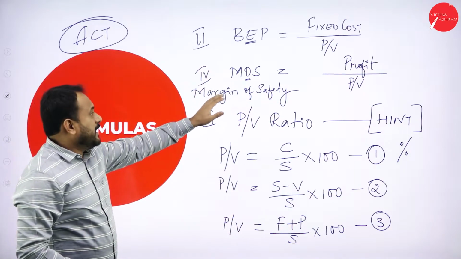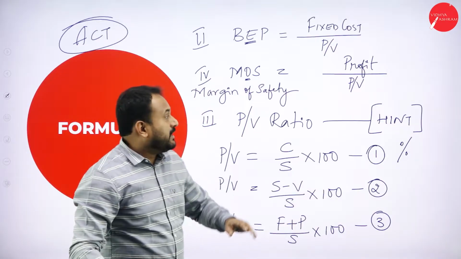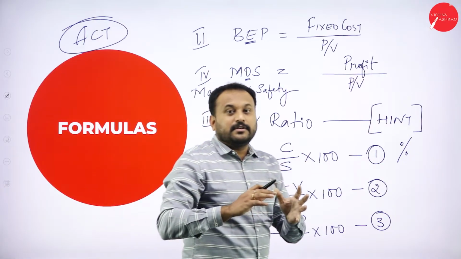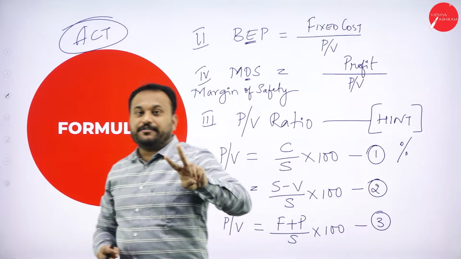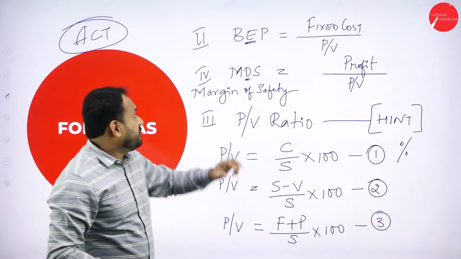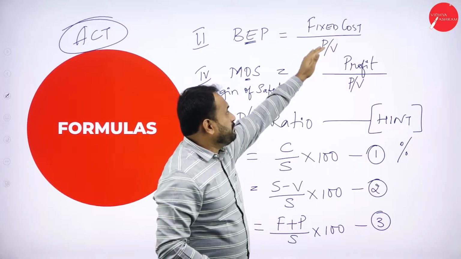BEP you got to know, MOS you got to know. For BEP and MOS, what is that you should do? Profit by PV. So MOS is what? Profit by PV. Now we got to know 4 formulas. One is contribution, another is PV, the third is BEP, and the fourth is MOS. Now for BEP and MOS, what is it? Common is simple. Denominator is same, PV, PV.